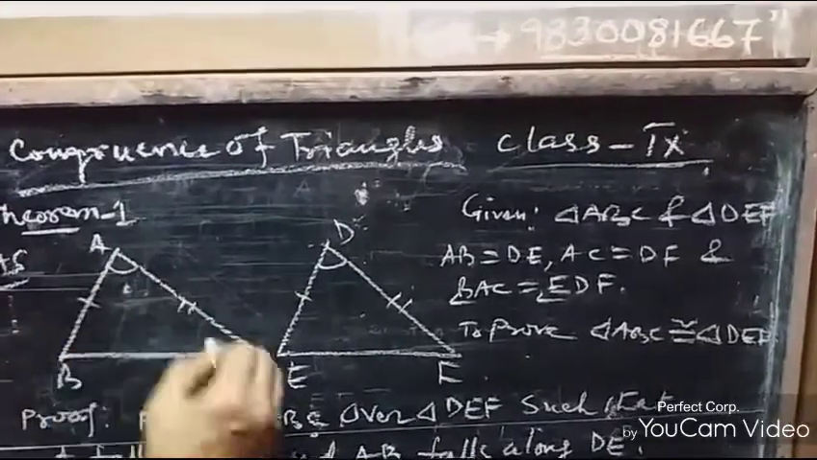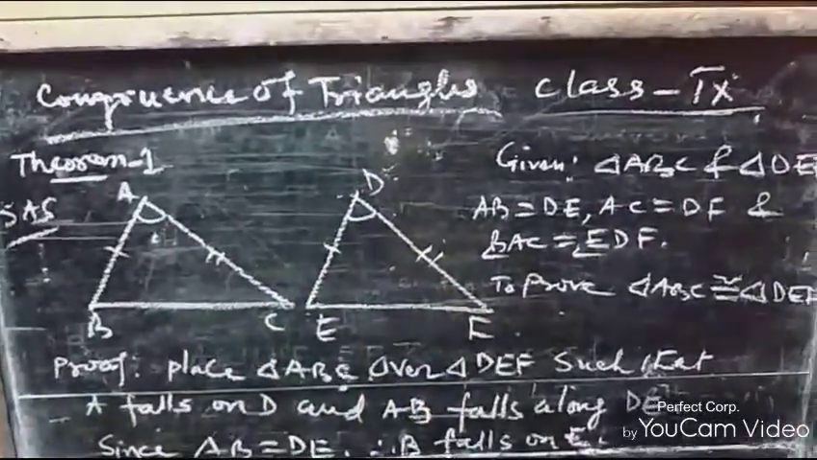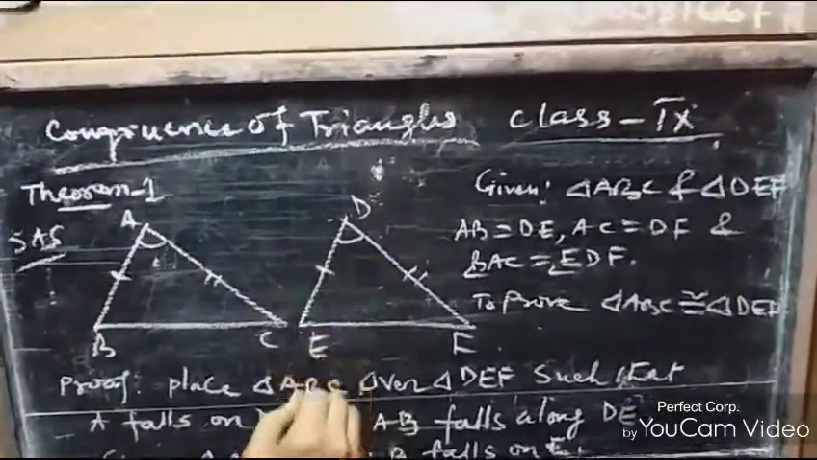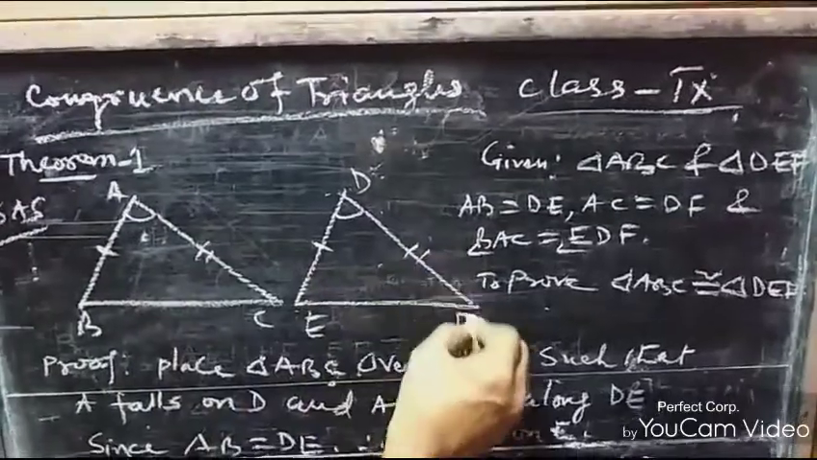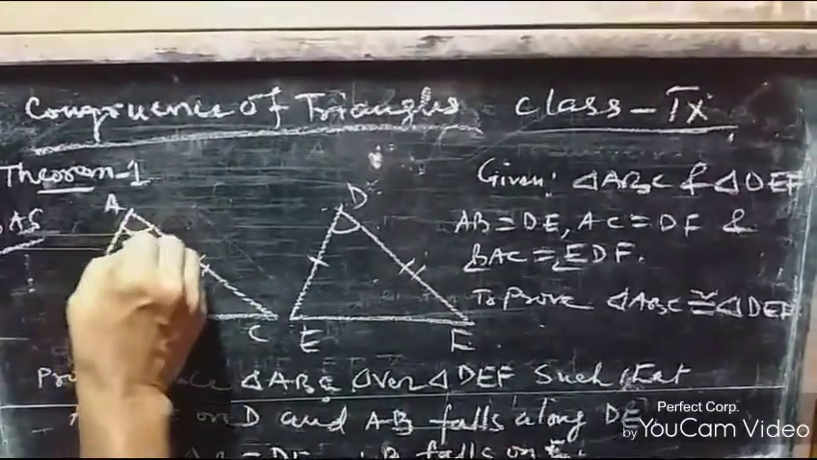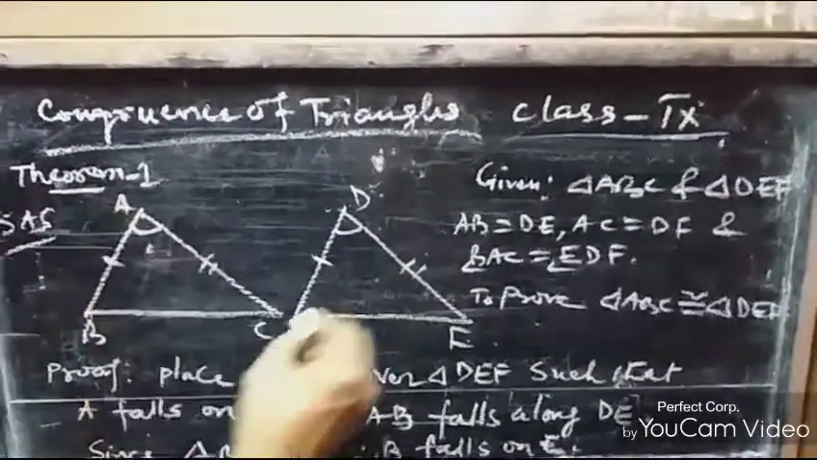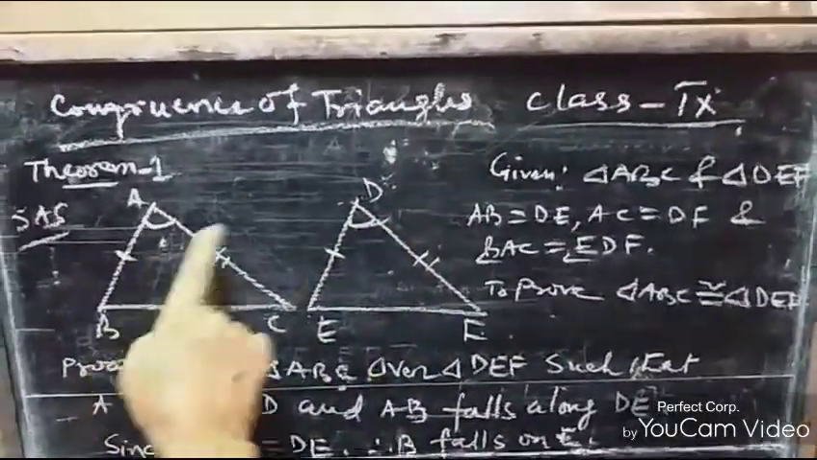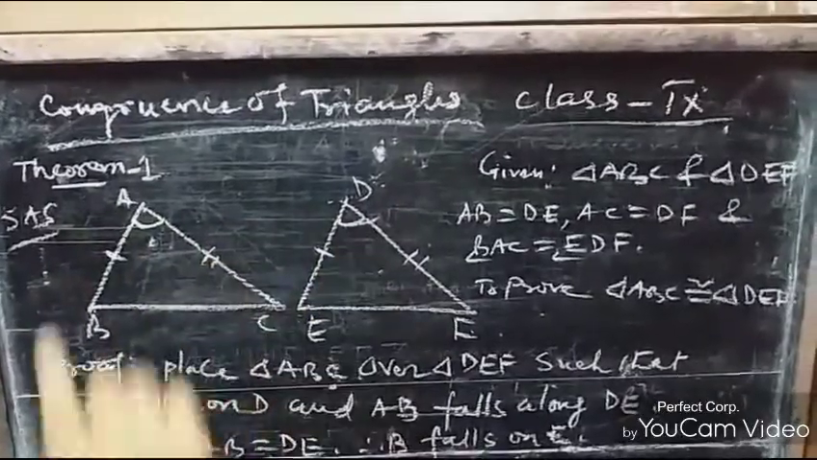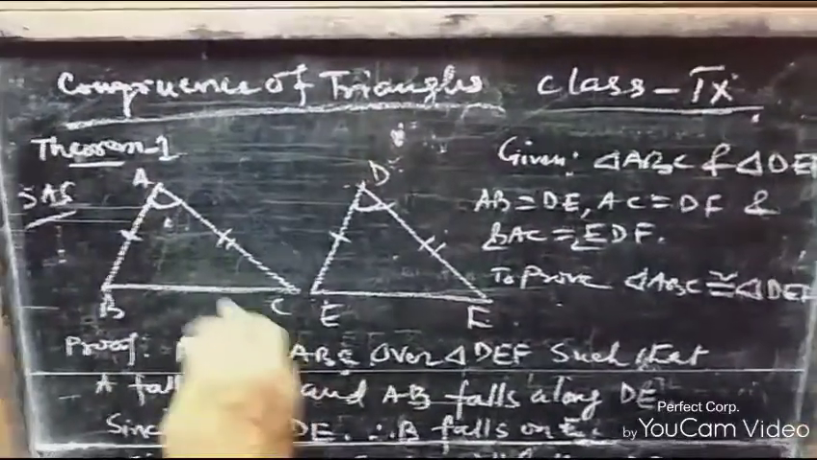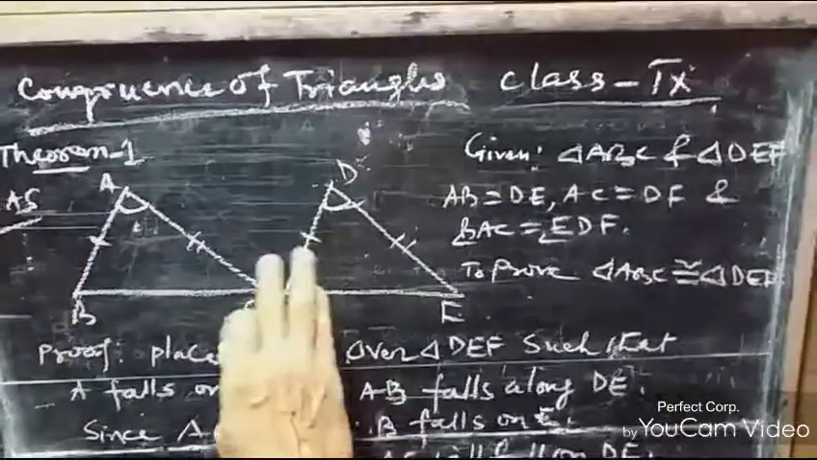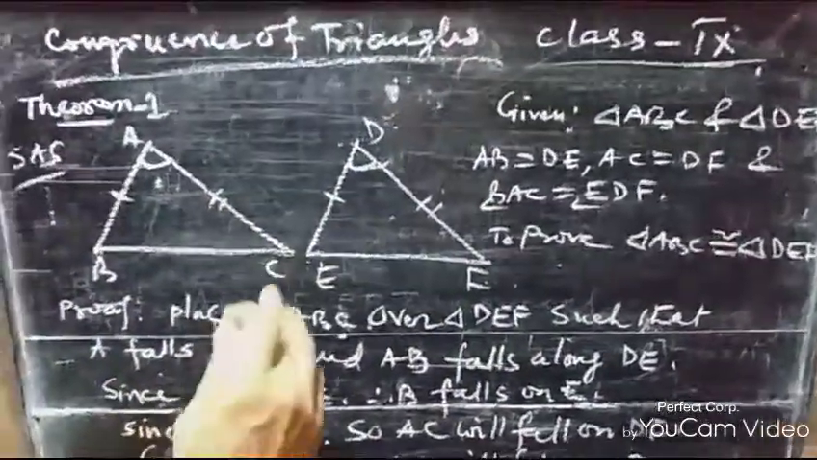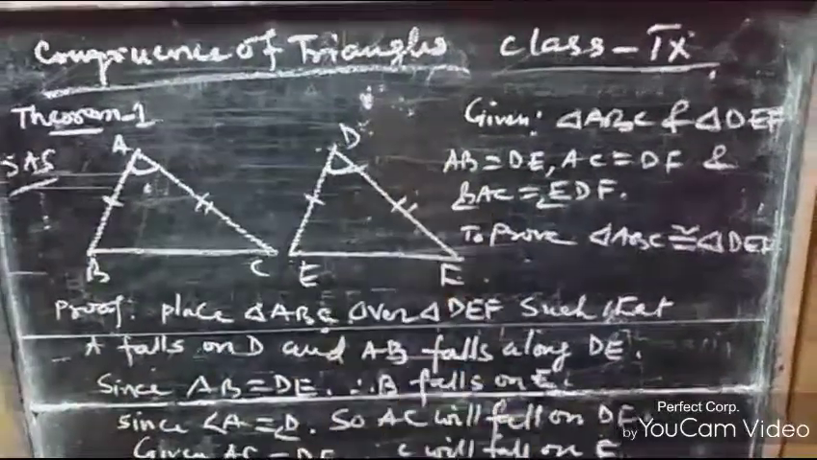This is triangle ABC and triangle DEF. It is given that two sides, AB is equal to DE and AC is equal to DF, and the included angle BAC, or angle A, is equal to angle D. This is given. We need to prove that they are congruent to each other. Congruency means that in all respects, if it is equal, then this figure is congruent to this one. So here we are going to prove that.